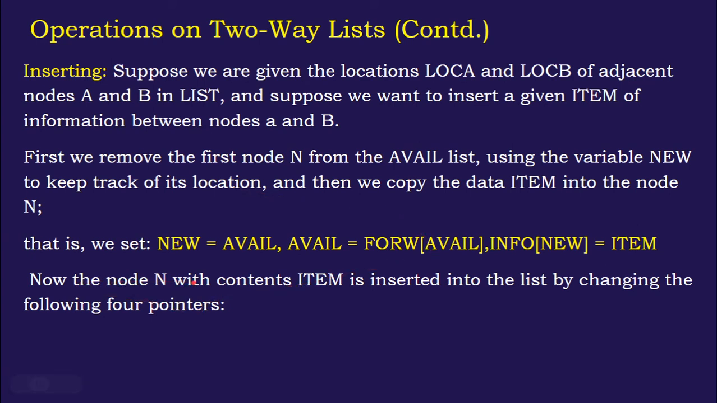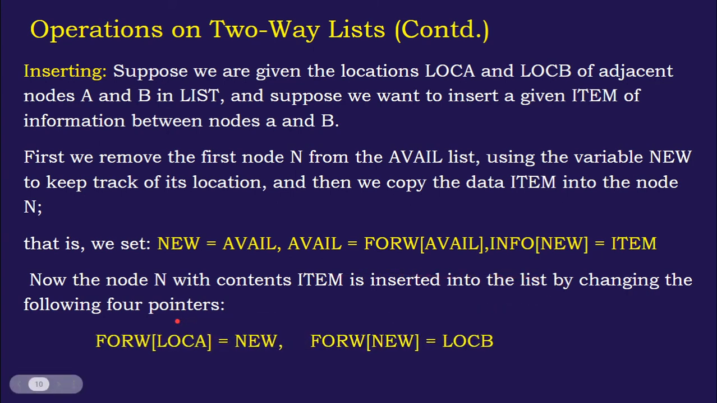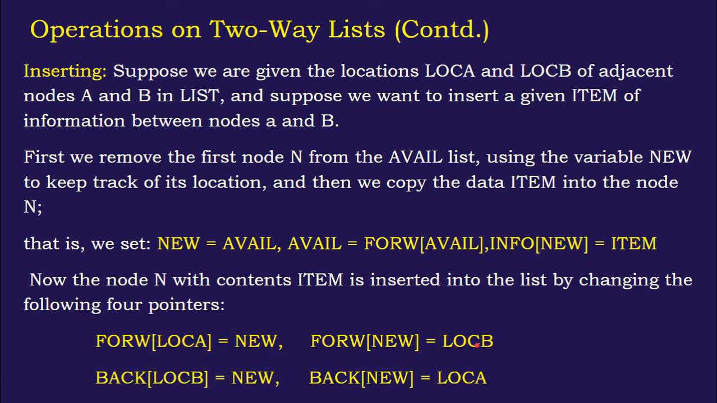Now the node n, which contains the item, is inserted into the list by changing the following 4 pointers. What are the 4 pointers? We have both the forward and the backward pointers, and there are two for the previous and the successive data. So this is for first line for the forward pointer and second line for the backward pointer. So we have both location A and location B. So forward of location of A is equal to new, likewise forward of new is equal to location of B. Now in between A and B, new is inserted.